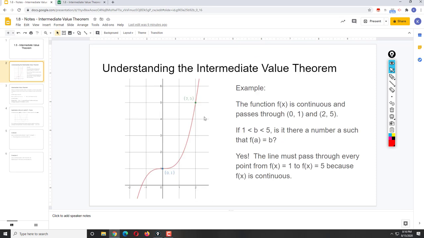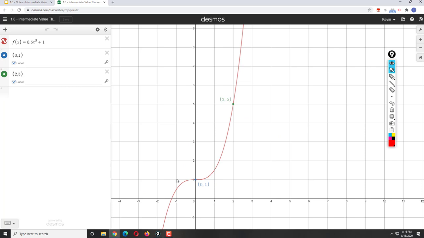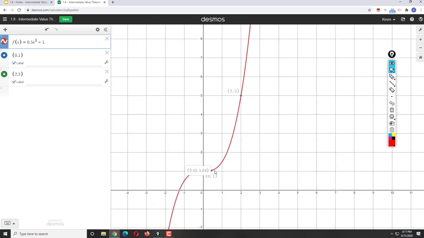Understanding the intermediate value theorem. Here's a graph of f of x equals 0.5 x cubed plus 1. We know that the graph passes through the points (0, 1) and (2, 5). So when x is 0, y is 1. When x is 2, y is 5. We also know that this graph is continuous. To go from (0, 1) to (2, 5), not surprisingly, we have to pass through every point. We can't jump anywhere because this is continuous. This function is continuous.